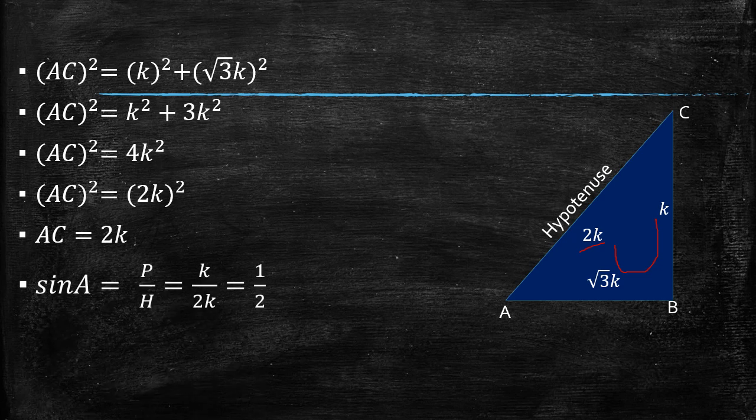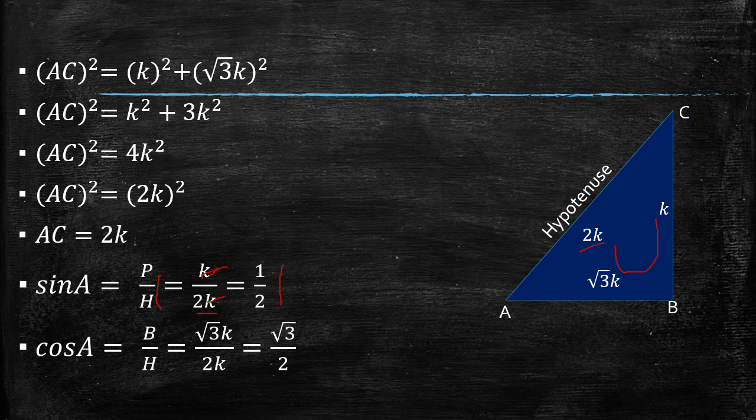We can find now any value which we want. First we will find sin A. Sin A is perpendicular upon hypotenuse. Perpendicular is K and hypotenuse is 2K. K and K cancel down. So we get sin A is equal to 1 upon 2. Similarly cos A. Cos A will be base upon hypotenuse. Base is root 3K and hypotenuse is 2K. So again K cancelled. So we get root 3 upon 2.